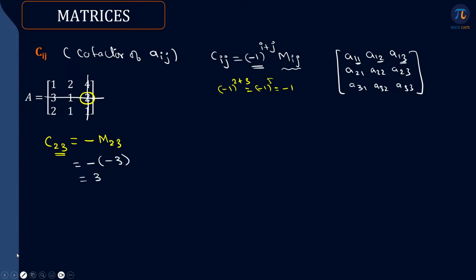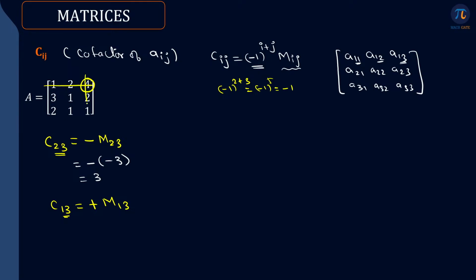You can take any other element, my dear friends. We can find cofactor of that element. For example, you want cofactor of this element, which is in the first row, third column. 1 plus 3 is even, so you get plus sign. So it is plus M13. Minor only we are finding, only that sign is extra.